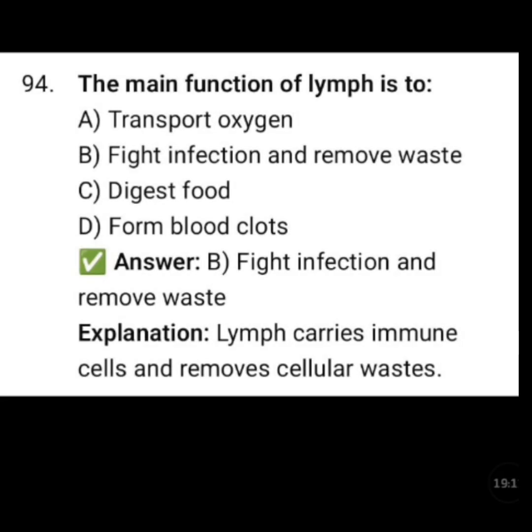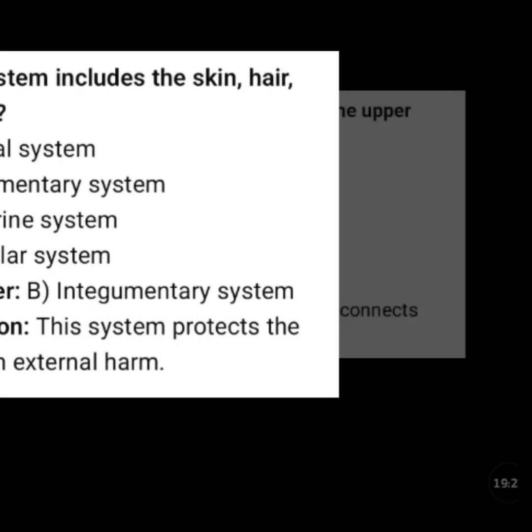The main function of lymph is to: transport oxygen, fight infection and remove waste, digest food, form blood clots. The correct answer is option B, fight infection and remove waste. Lymph carries immune cells and removes cellular waste.